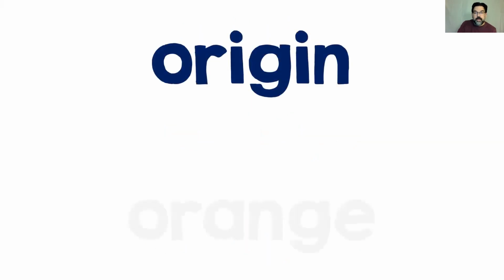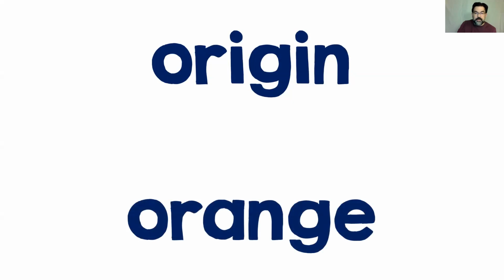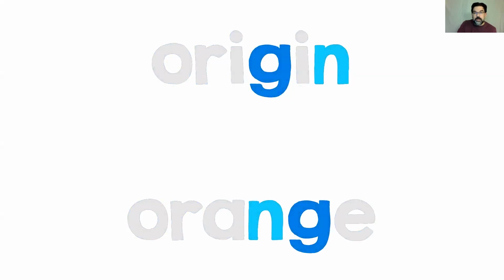Let's start with origin and orange. Now, both of these words have a G and an N. Origin, the G comes first and the word ends with N. But in orange, those letters switch places, they reverse. The N comes first. It's so easy to reverse those letters when you're reading. All right, it's very common, happens all the time. So take a moment and look at the G and then the N in origin and the NG consonant pair in orange.